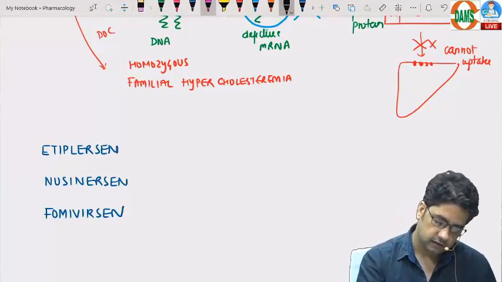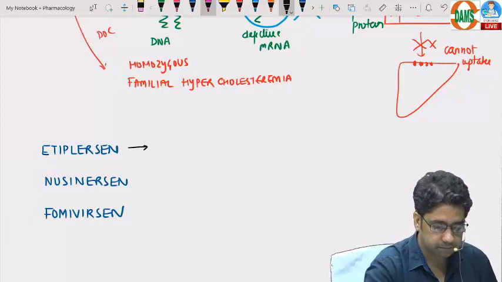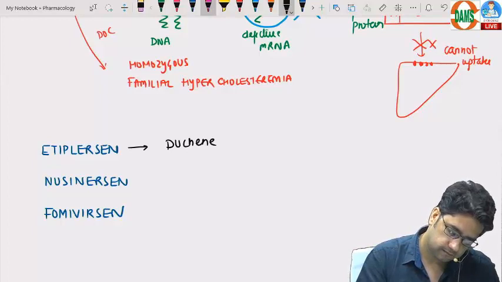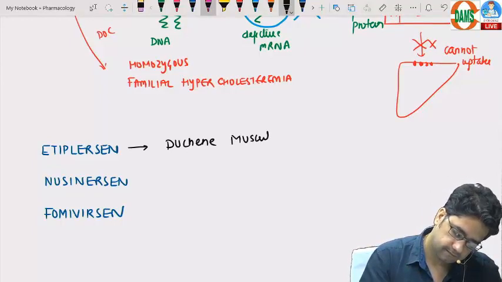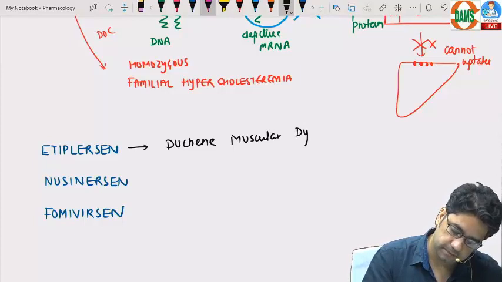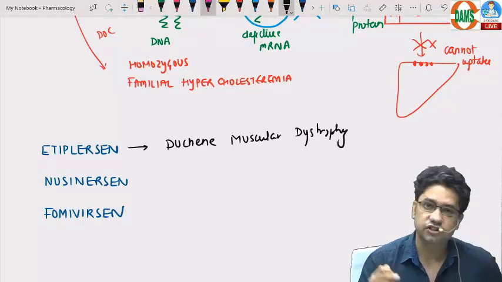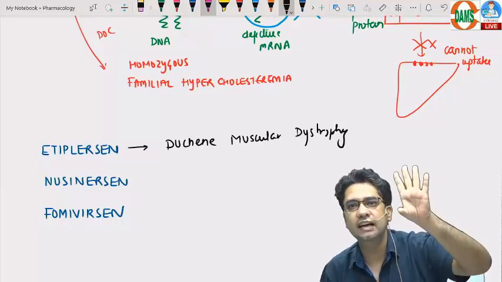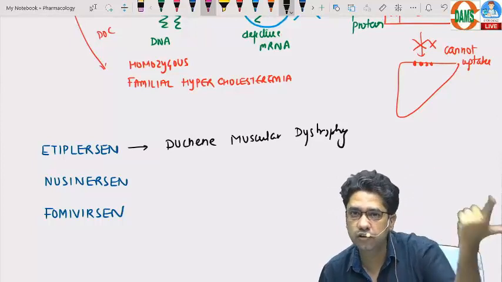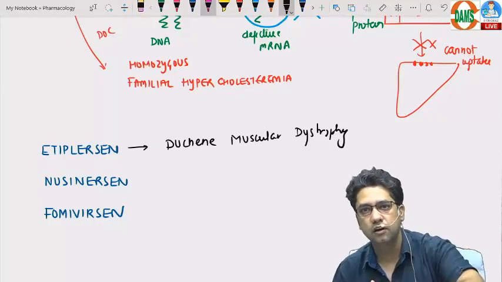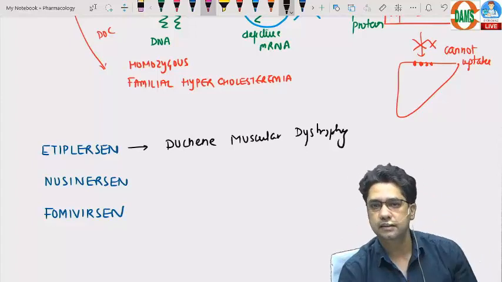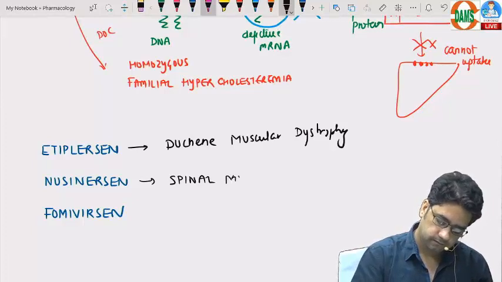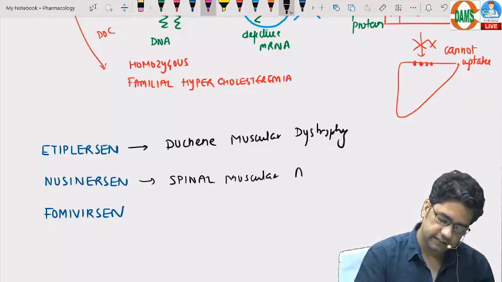Where do we use it? Etipleursane: you will write Duchenne muscular dystrophy. Because in Duchenne muscular dystrophy, there is a genetic mutation, formation of one abnormal protein. Let's call that abnormal protein dystrophin protein. It will reduce the production of dystrophin protein. You will learn in medicine. Nusinursane: spinal muscular atrophy. Very rare disease.